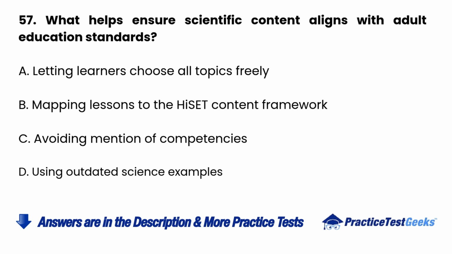57. What helps ensure scientific content aligns with adult education standards? A. Letting learners choose all topics freely. B. Mapping lessons to the HiSET content framework. C. Avoiding mention of competencies. D. Using outdated science examples.